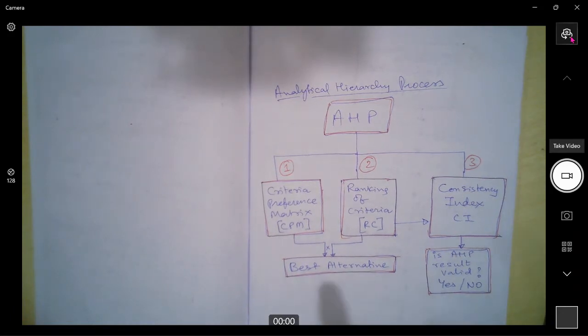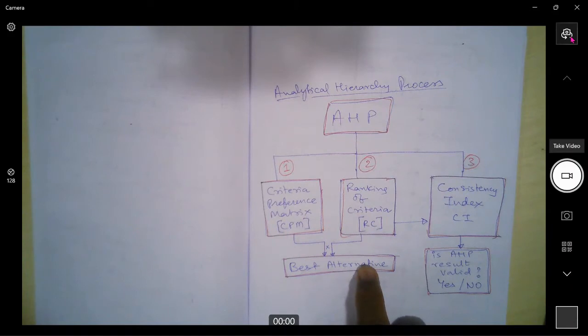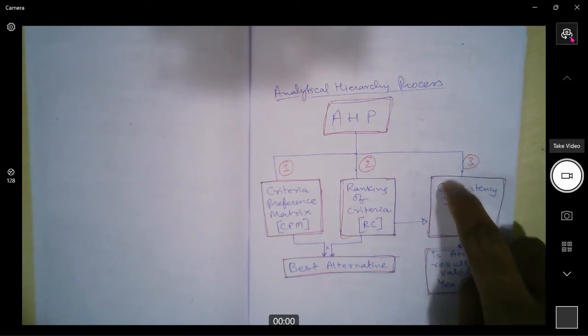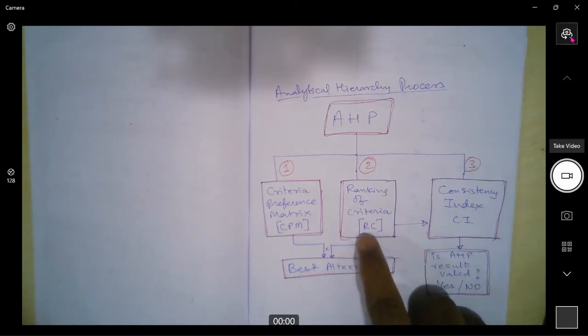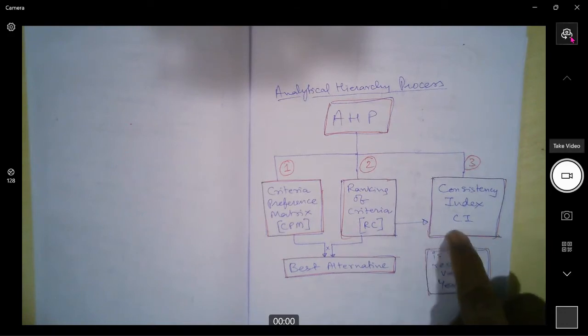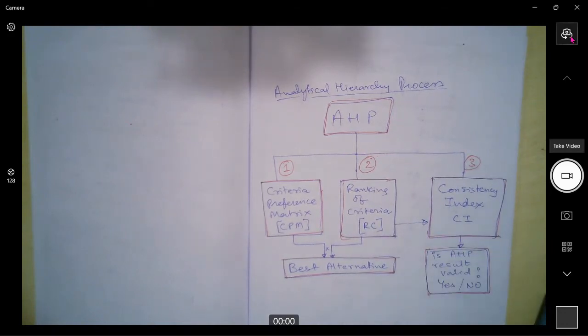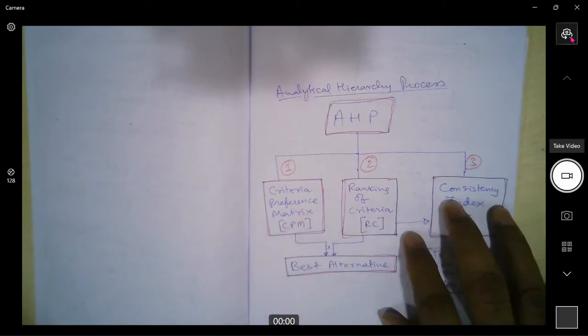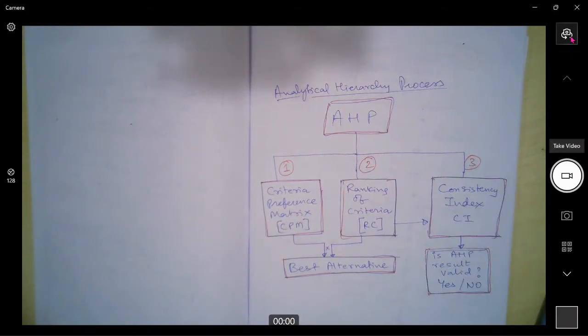But whether this result is correct or not, valid or invalid, you need to do this third process. But in this third process, this RC is also required. So based on this RC, you can identify whether it is a valid result or not. Based on that, you can give the final advice to the client. Okay, so this is about the analytical hierarchy process.